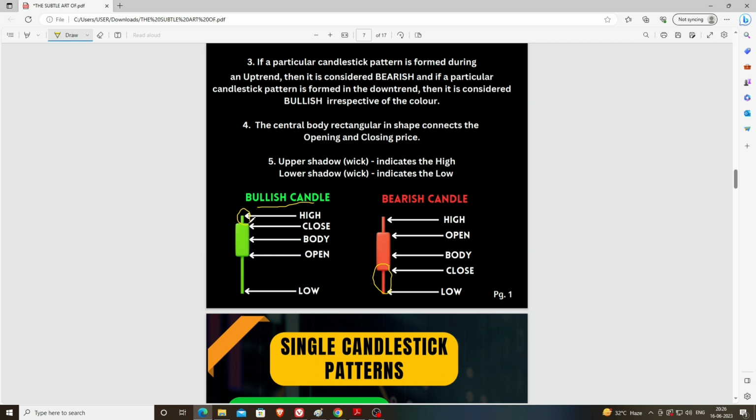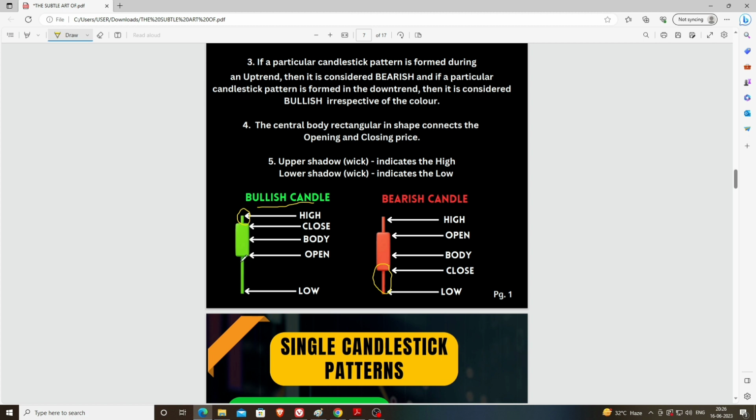High is the point where the price reaches its maximum. For example, after starting from rupees 100, the price has reached 115, but the sellers became strong and they pushed down the price to 110. Like from 115 it came to 110.